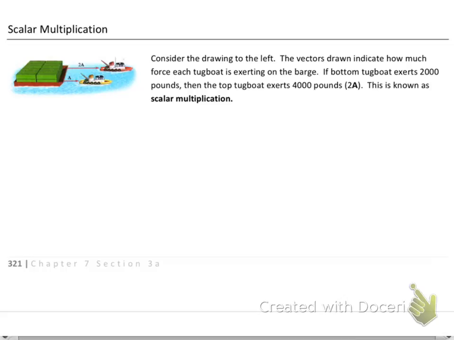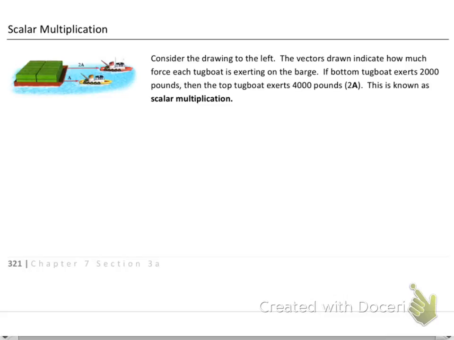All right, the next thing we're going to talk about is scalar multiplication. All this is going to do is change the magnitude of my vector. We have two tugboats here, a yellow one and a red one. Yours is like a gray and then a different gray. The lower one has a vector right by the tugboat symbolizing the force it's applying to this barge.